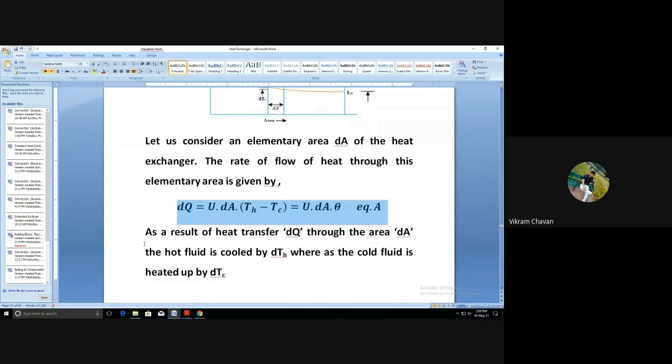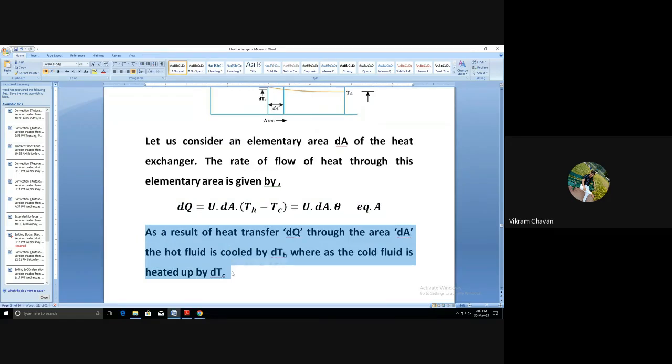Then next, as a result of heat transfer through the area dA, the hot fluid is cooled by dTh, whereas the cold fluid is heated up by dTc.